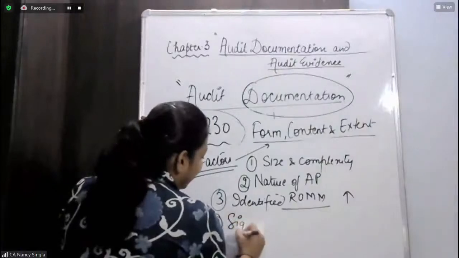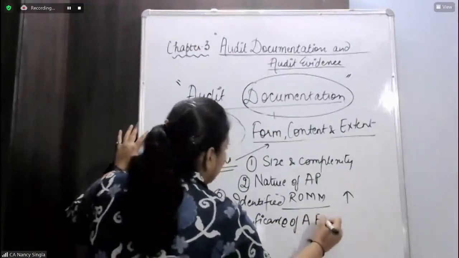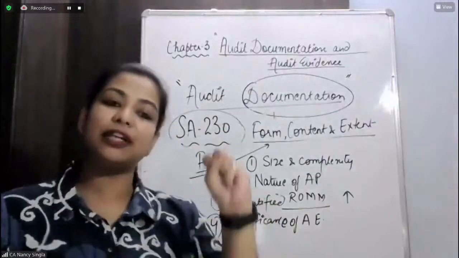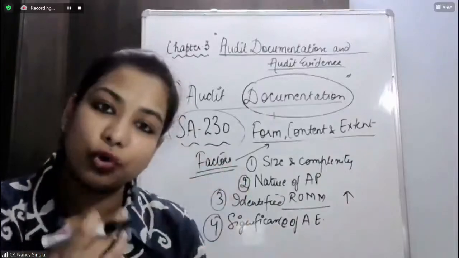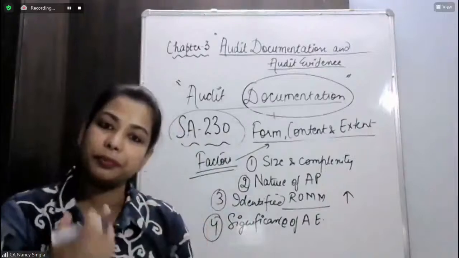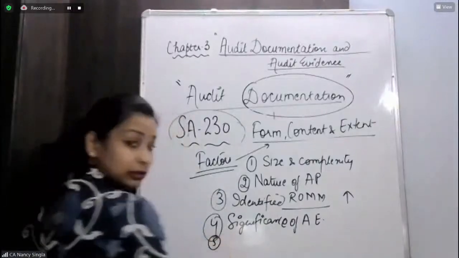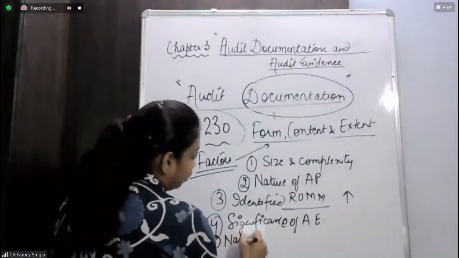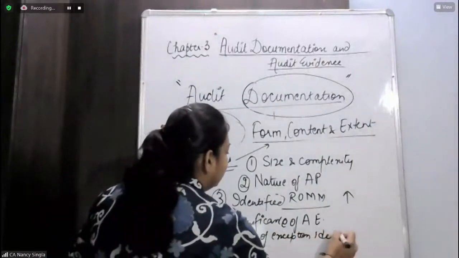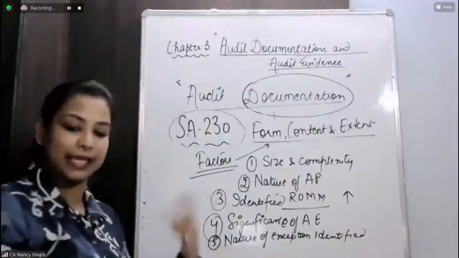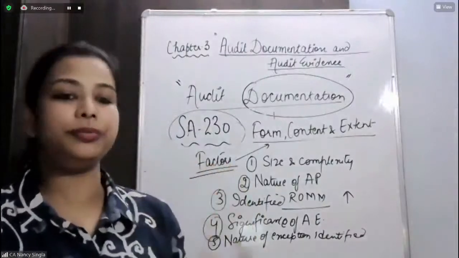Fourth, significance of audit evidence. Suppose you have an audit evidence that a fraud has been done in the company. So you will work more and more with respect to that fraud. You will do more procedures. You will have more audit evidence. You will have more audit documentation. Next point is nature of exception identified. Same. If you have identified certain fraud exception, then it will be what? More audit procedures, more audit documentation.